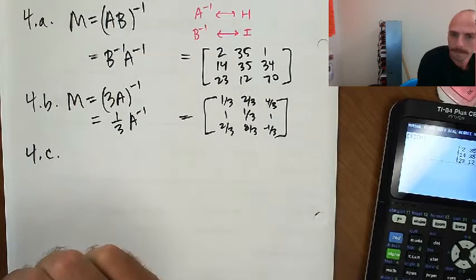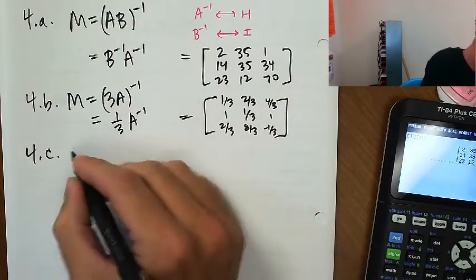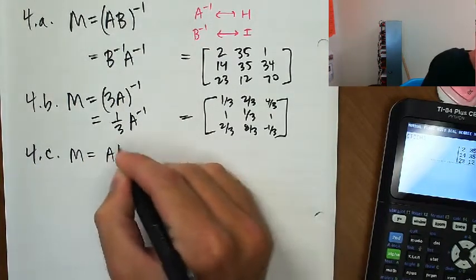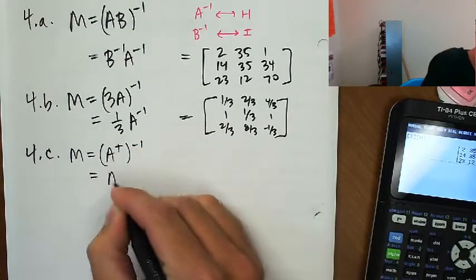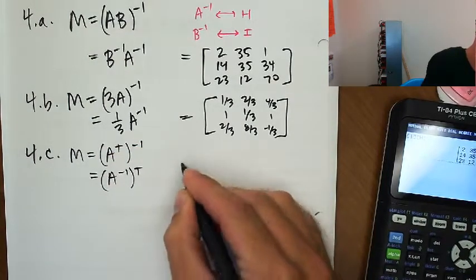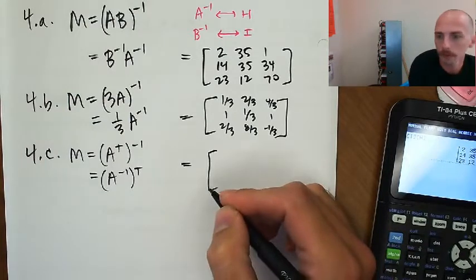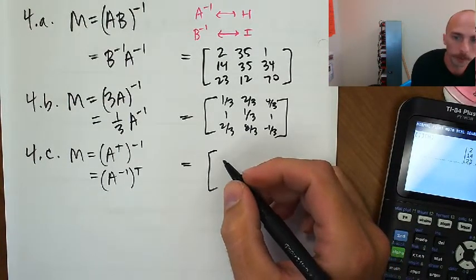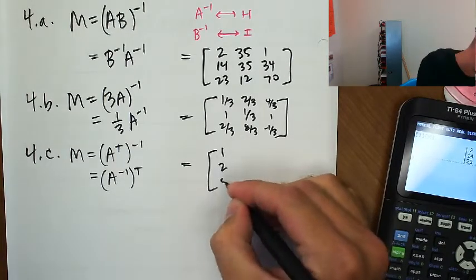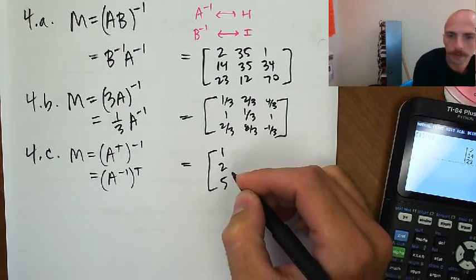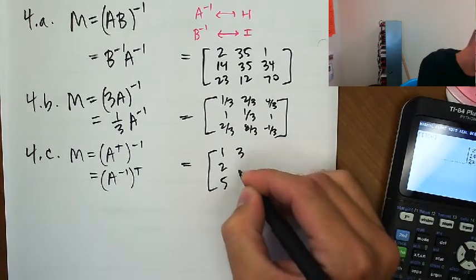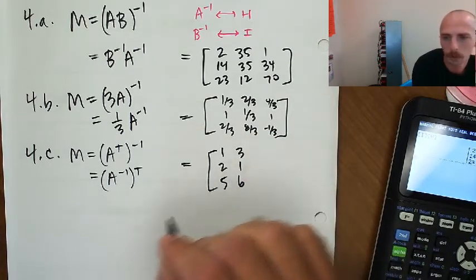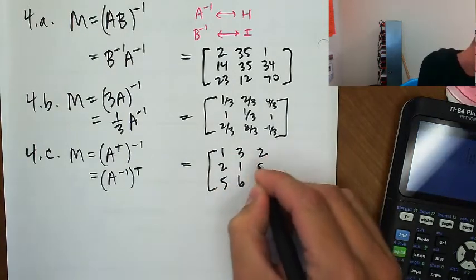For C, A transpose inverse, which is going to be A inverse transpose. This is another one I don't need the calculator for. Maybe I should have thought about this first. Rows become the columns. So the rows of A inverse are going to become the columns of M. And so 1, 2, 5 is a row. 3, 1, 6 is a column. So was a row, is now a column. And then 2, 8, 1.